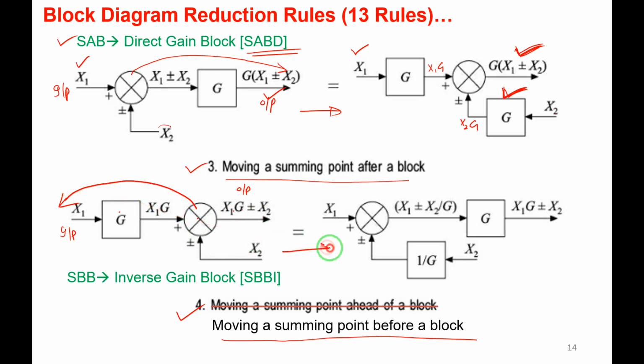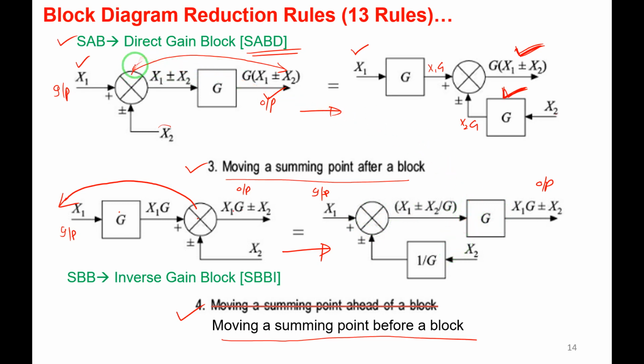So observe the changes here. Yes, this is the input x1, fine. And this is the output, it should be same: x1 into G plus or minus x2. I want to get this. Yes, this block is shifted here. Summing point is moved before a block. Yes, the summing point has come before a block. Block is here. So what are the changes?